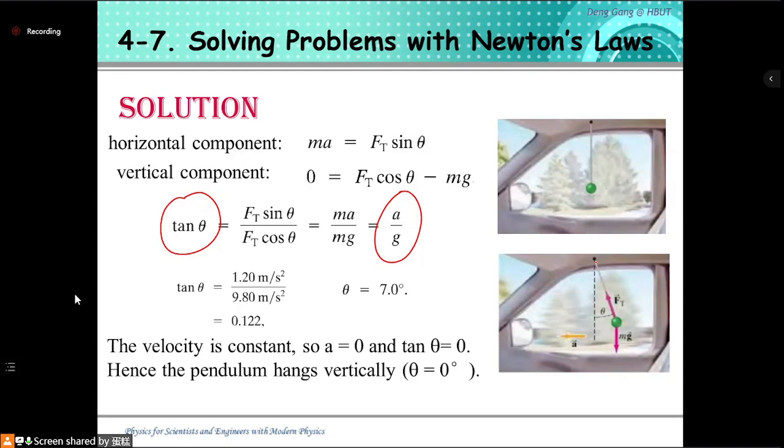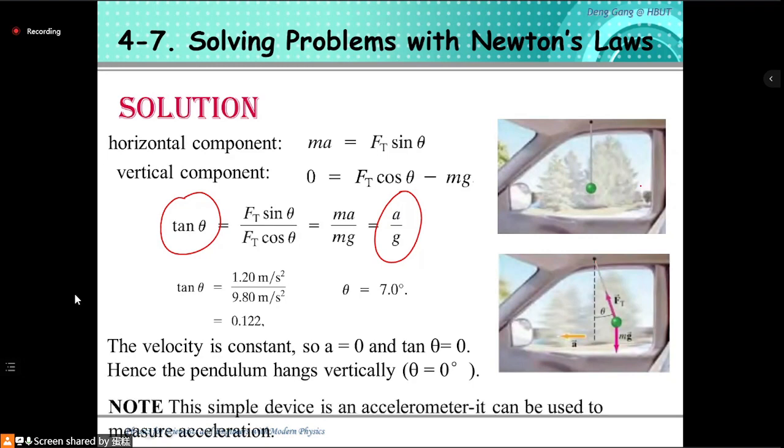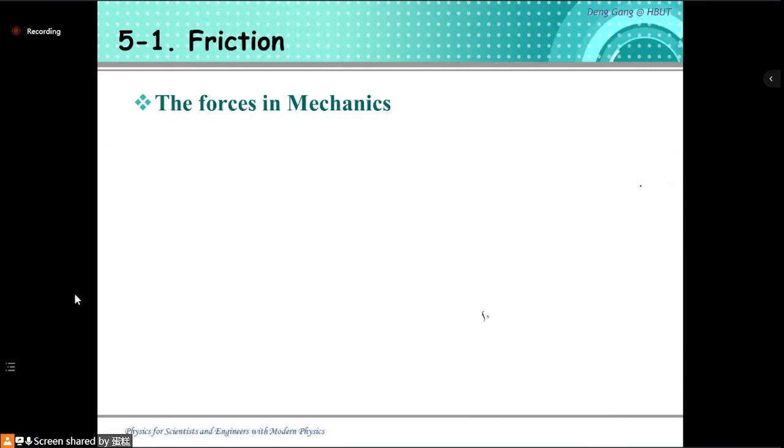Okay, that's a good question. So this is a very simple device that can help us measure the acceleration.